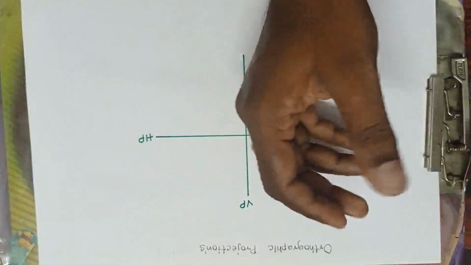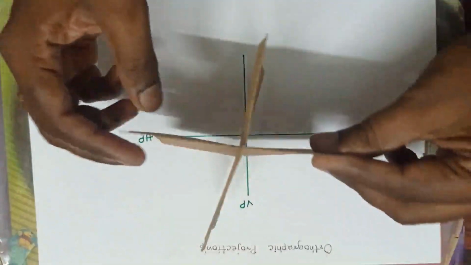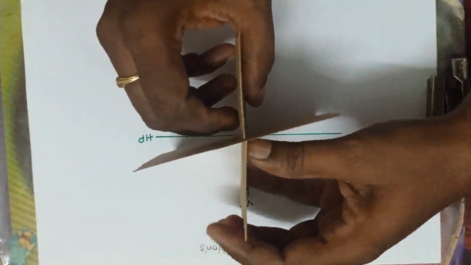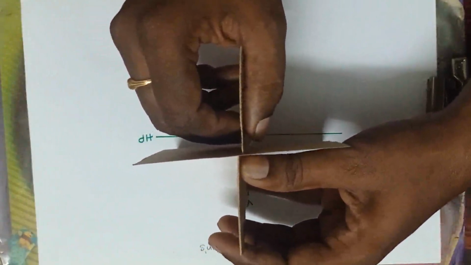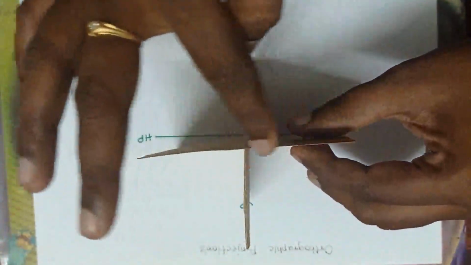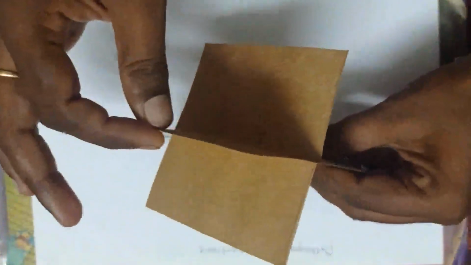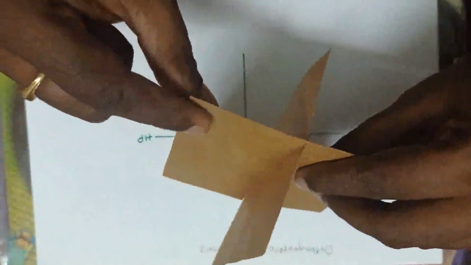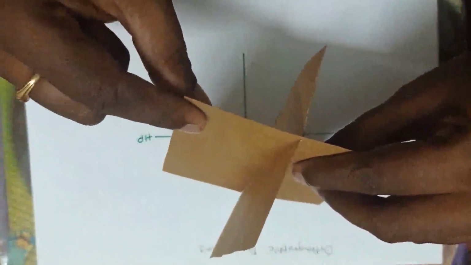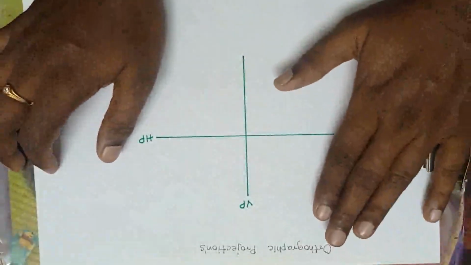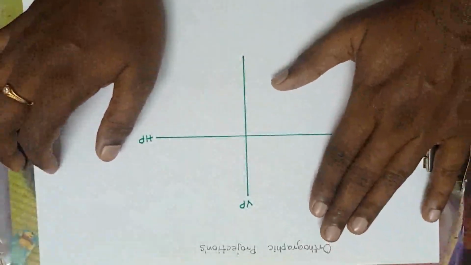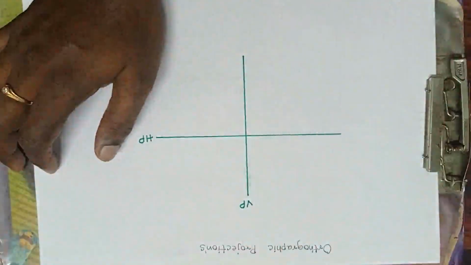Now let me show you. See, these are the planes. While seeing them like this, we can see them as lines. This is a vertical plane and this is the horizontal plane. See here, these are the planes. What is this? This is a vertical plane, and this is a horizontal plane. Now let us put the points in between the planes.